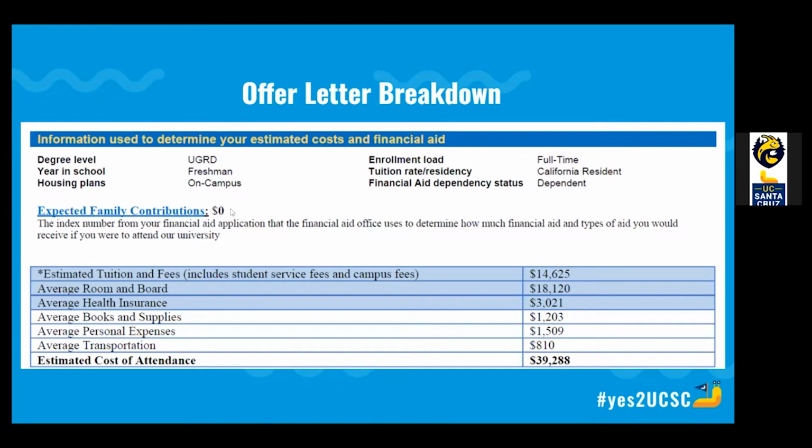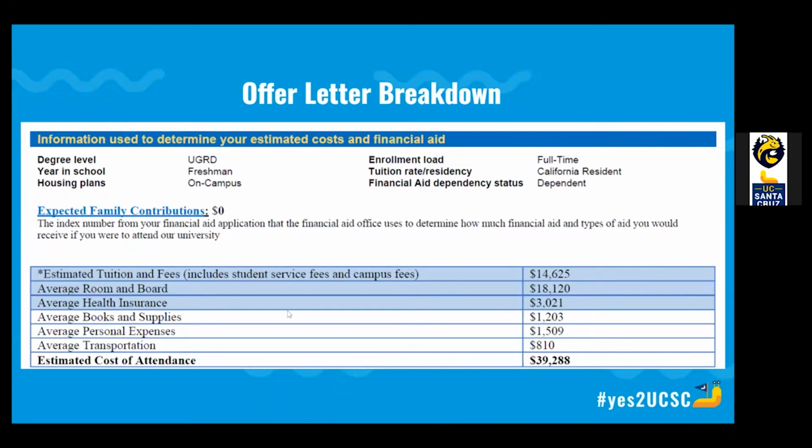This is also called an EFC number. You can find it on the last page of your student aid report or SAR. And this number can vary widely. In this particular example, this student has a 0 EFC, and an EFC is an index number. It's a number that our office uses to determine grant eligibility and different types of aid that we can offer you.